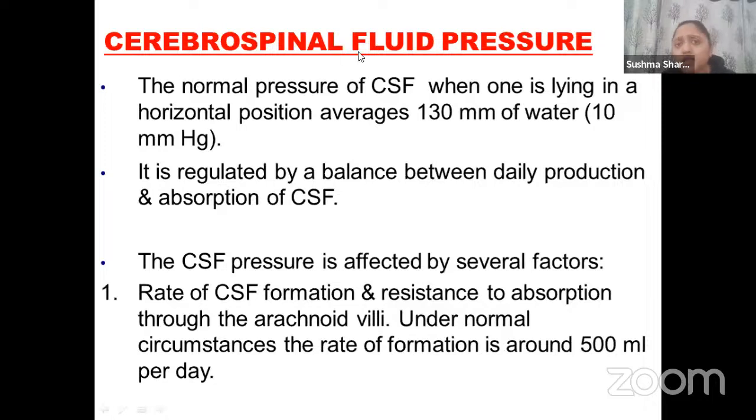Now, what is the CSF pressure? The normal pressure of CSF when one is lying down in horizontal position is about 130 mm of water. It is regulated by a balance between the daily production and absorption, right? If as much is getting absorbed as is getting produced, then the pressure becomes normal. Production increases or absorption decreases, and the pressure inside the cranial cavity rises. Correct? Yes. The rate of CSF formation and the resistance to its absorption through the arachnoid villi determine this. Under normal circumstances, formation is around 500 ml, as I've already said earlier.